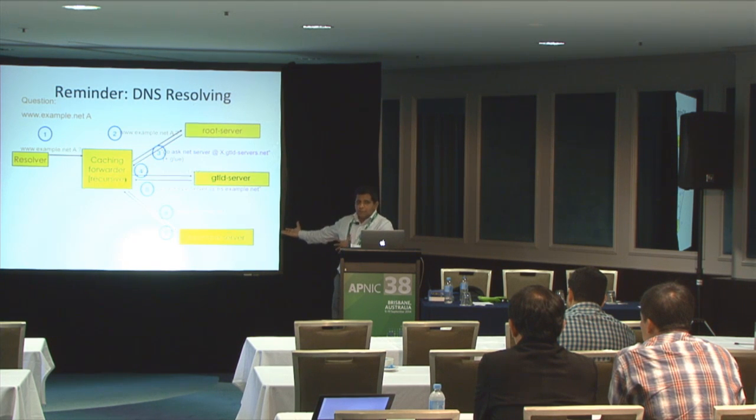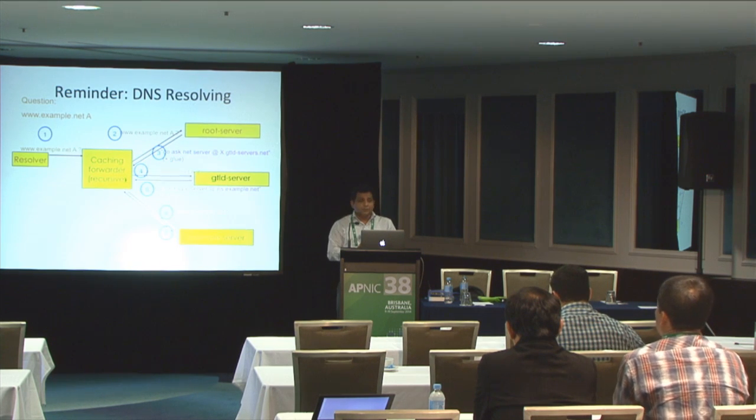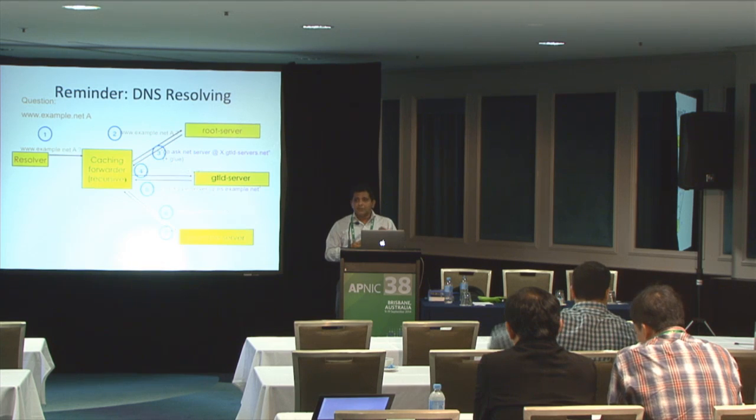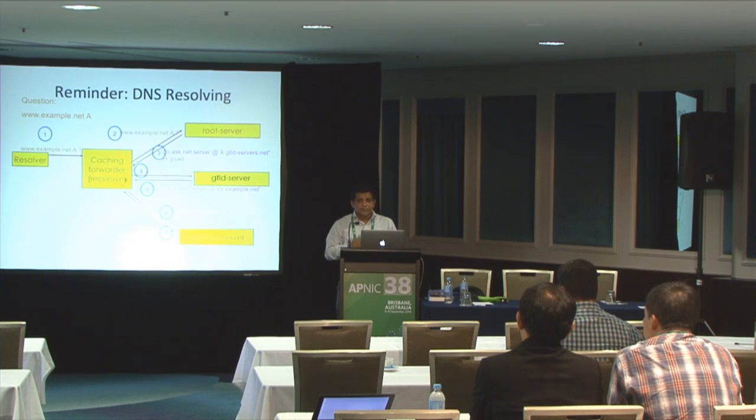Because this type of name server is what we call an authoritative name server, right? Initially I was referring to recursive name servers, which were in the middle, but these name servers we call authoritative name servers because they are authorized to give answers for that particular zone, in this example example.net. They can give reliable answers about this particular zone. That's why the correct IP address for www.example.net can be given by these name servers.